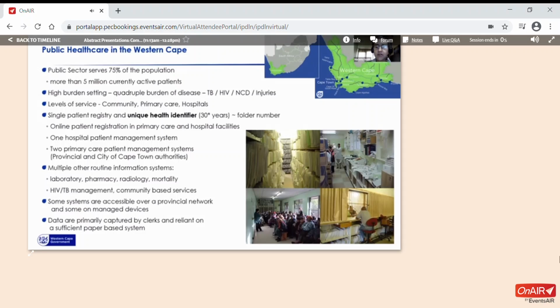They all share a unique health identifier, which is quite unique in our province and has been in use for more than 30 years. Then there are the multiple other routine information systems, all separate for laboratory tests, acute and chronic dispensing, and disease information systems for HIV and TB. Data are captured by clerks and are mostly reliant on a sufficient paper-based system.